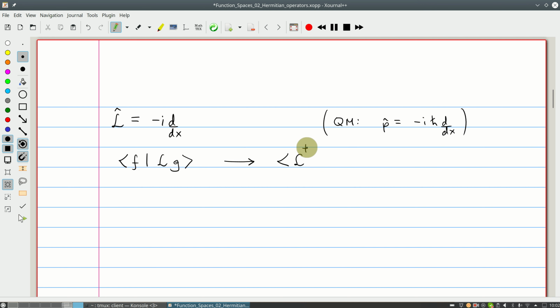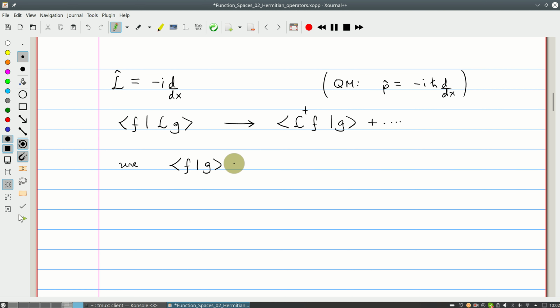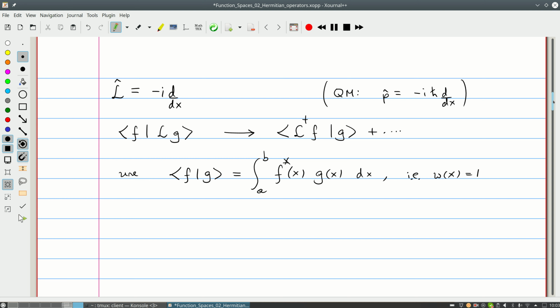To simplify matters, we choose the inner product of f and g to be defined as the integral from a to b of f star of x, g of x, dx. That is, we're going to set our weight function for this exercise to be 1. Do we have to? No, we don't, but setting it to 1 makes things a little easier to handle. And in most of quantum mechanics, we do indeed have our weight function set to be 1.